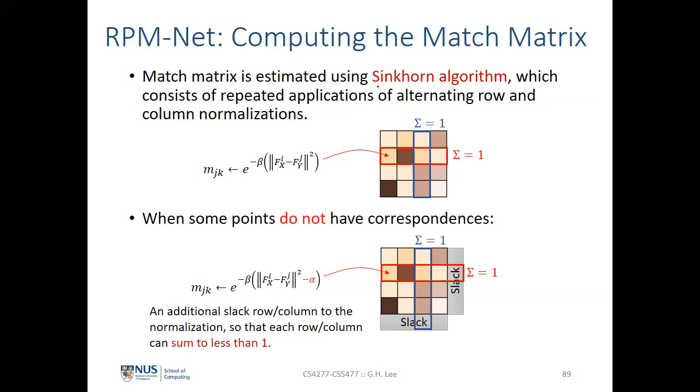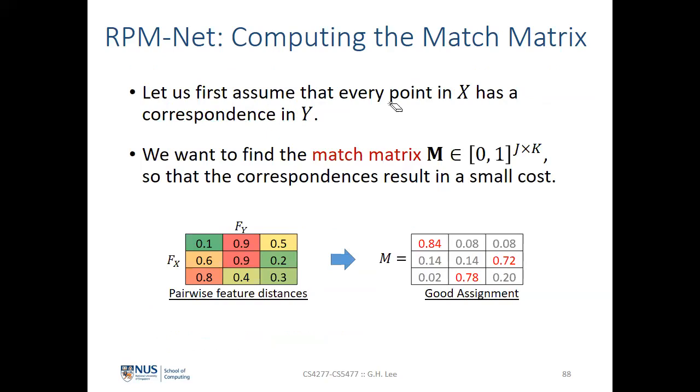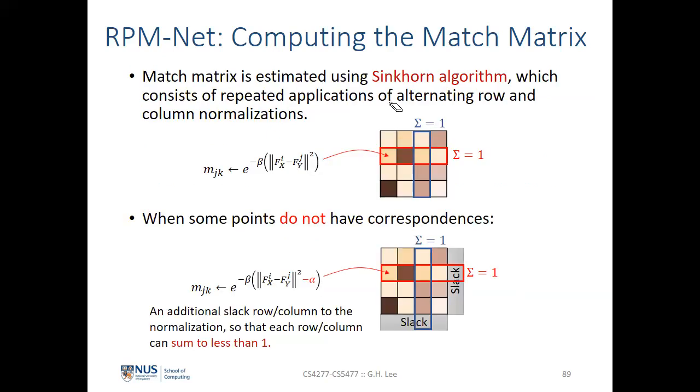We set it as a learning parameter in the deep network, such that when you evolve through the Sinkhorn layer, eventually it will give you something like this, the doubly stochastic matrix. But what happens here is that some points might not have correspondences, because it's not always an equal number on both sides.